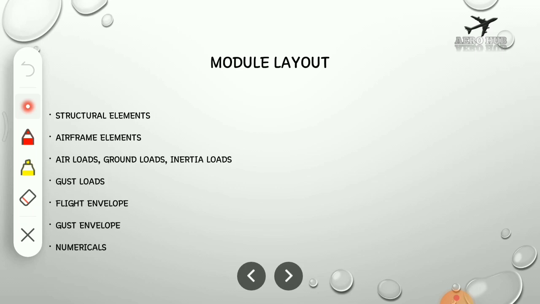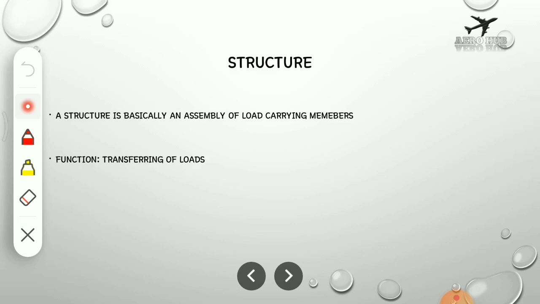So this is the basic layout of this entire module, and the textbooks I am following are Aircraft Structures by Megson, Aircraft Structures by C.T. Sun, and Aircraft Structures by D.J. Perry. These are the textbooks you can refer to for further understanding of this topic. First of all, we will see the basics of structures, and also cover the topic of structural elements in this lecture.